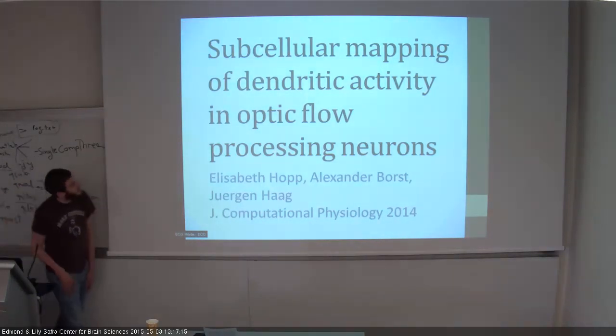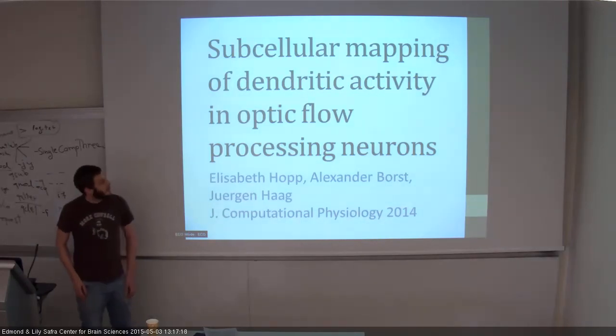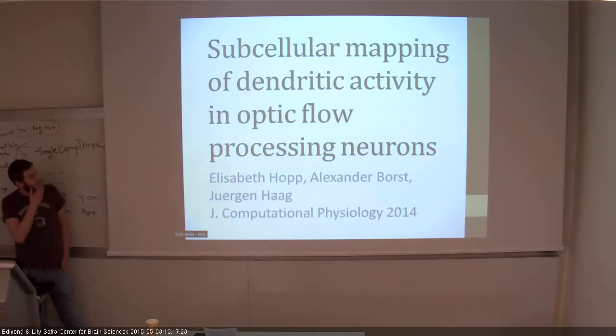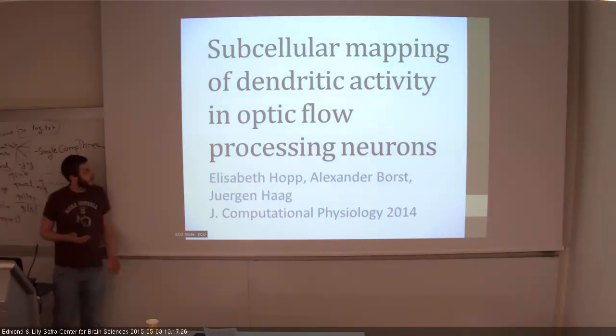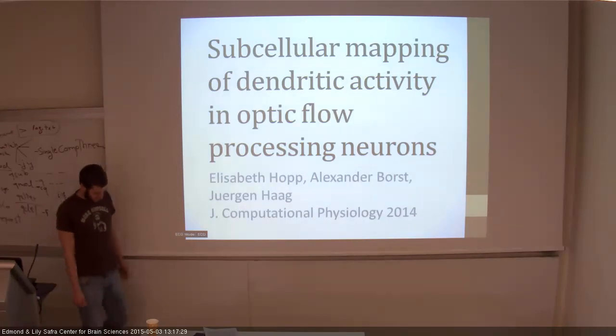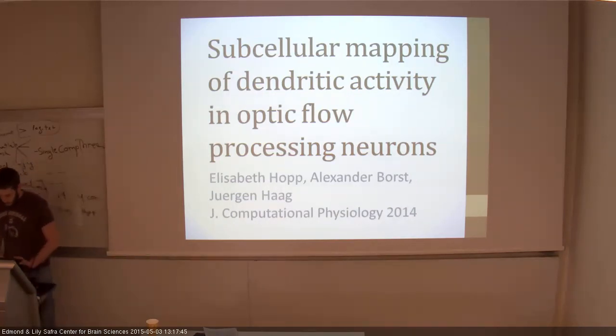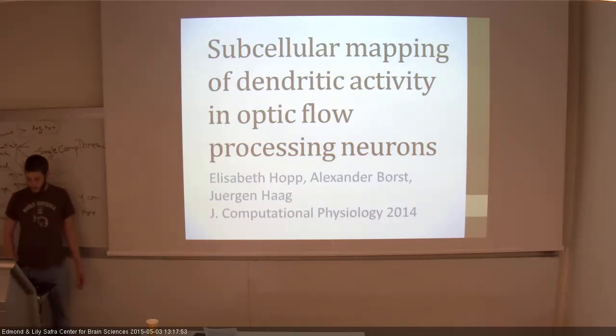So I'm going to present the paper, subcellular mapping of dendritic activity in optic flow processing neurons. Let's go through that long name. Subcellular mapping means that we map the response to certain stimuli at the subcellular level, within one neuron. Dendritic activity means the units of interest are dendrites. Optic flow processing neurons means neurons in the visual system, to put it in simple words. So we're going to map the response of dendrites within a single visual neuron.